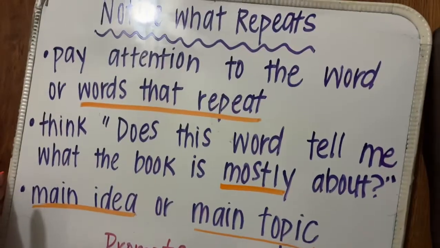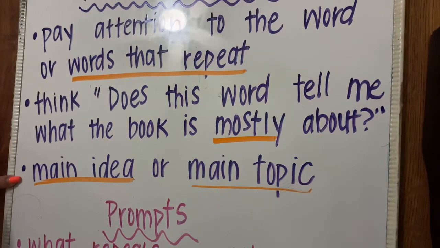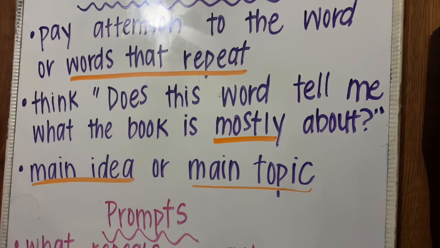All right, guys, I'm going to show you today how to find the main idea using this strategy, which is notice what repeats. And these are some steps or things to think about when you're trying to find things that repeat. So the first thing is you pay attention to the word or words that repeat. Look for things that are the same over and over again within the words. Then you're going to think, does this word tell me what the book is mostly about? So once you find what repeats, think about that. Keep that in your mind because that might be the main idea. And it could be the main idea or the main topic, depending on what level book you're reading.